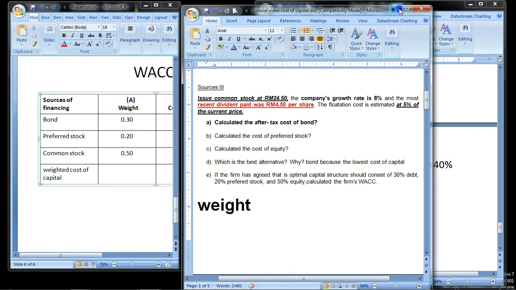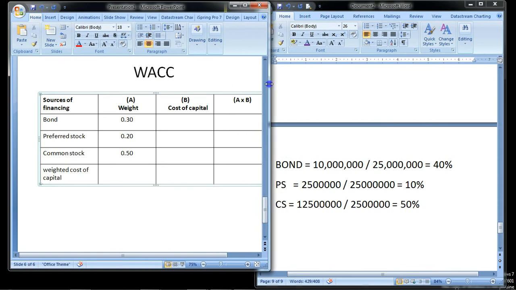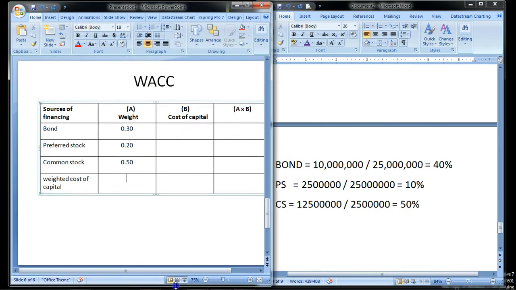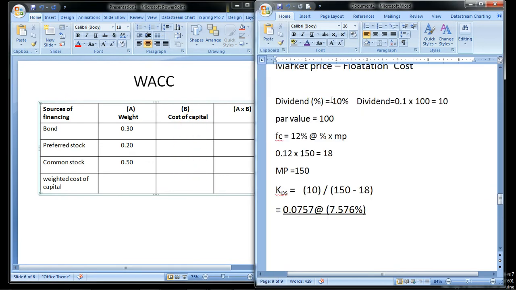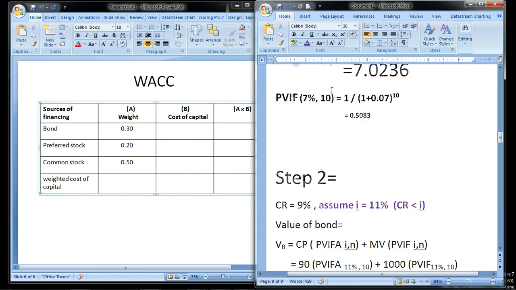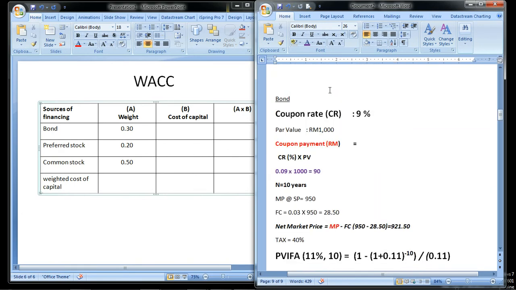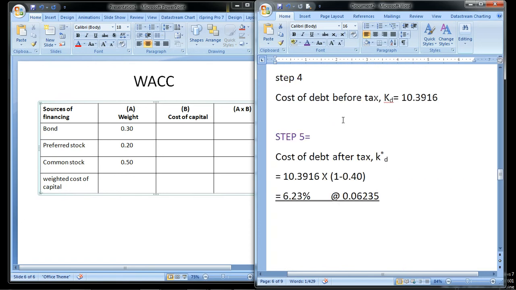Okay, next, you don't need to see the question. You focus on the calculation that we have calculated. Now, for the second column, column B, you need to put the cost of capital that we have calculated just now. So, first, what is your cost of capital for bond? So, this is bond, correct? Bond.